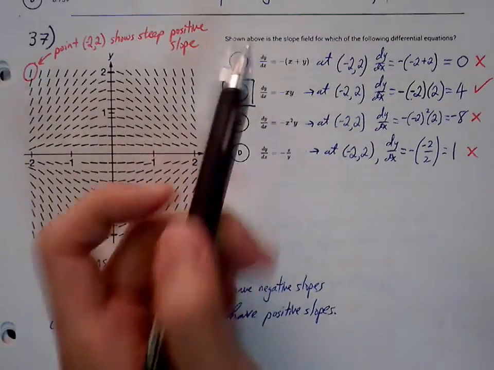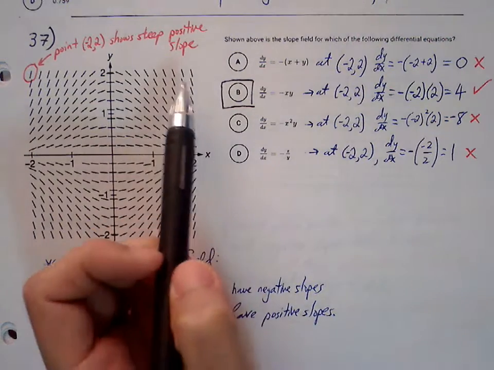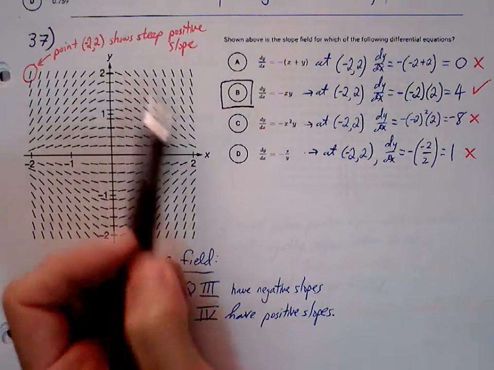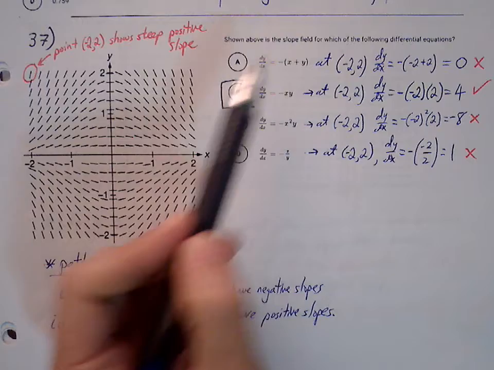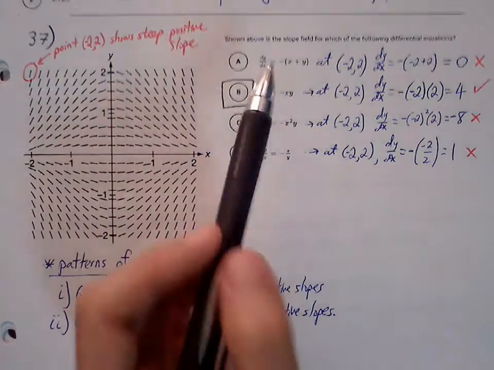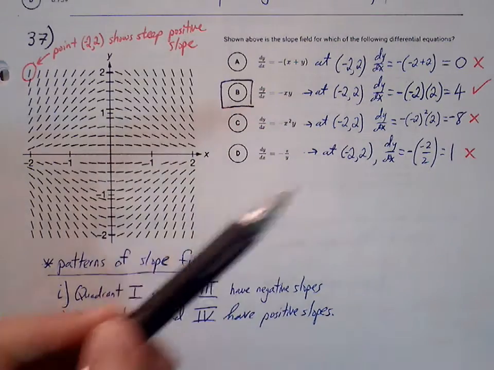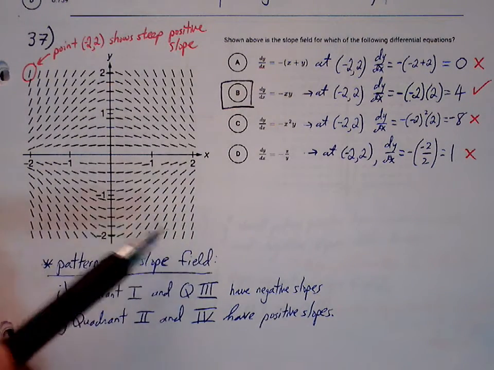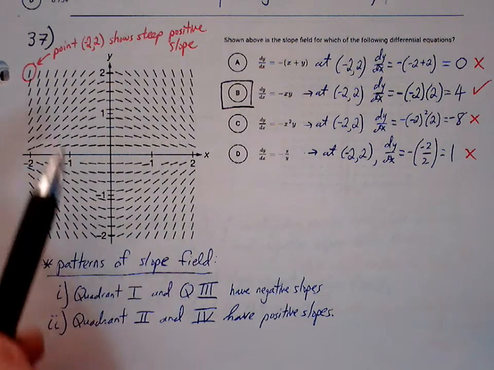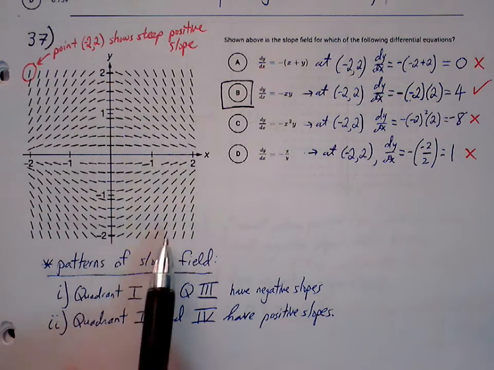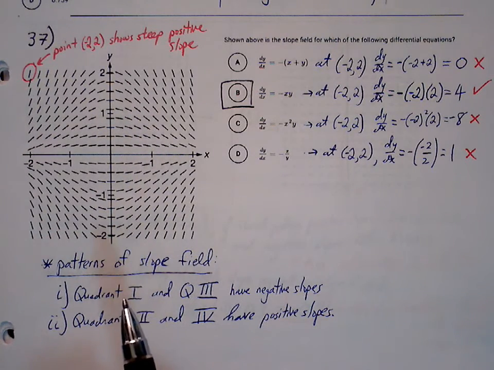All right, 37. Shown is the slope field for which of the following differential equations. So one of these differential equations is the one that's responsible for all the slope segments that we see all across this section of the slope field.